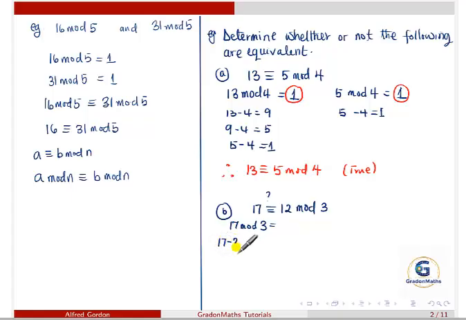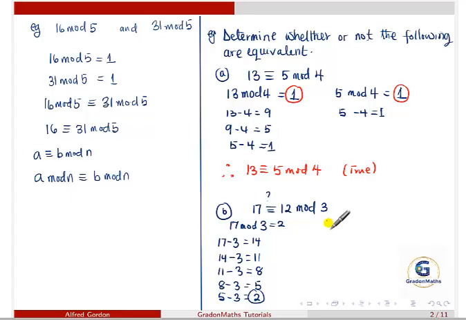We do 17 minus 3 to give us 14. We can go ahead to do 14 minus 3 to give us 11, then 11 minus 3 to give us 8, and then 8 minus 3 to give us 5, and then 5 minus 3 to give us 2. Subtracting 3 again will give us a negative, so our result here is nothing but 2.